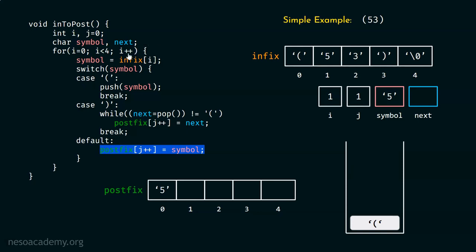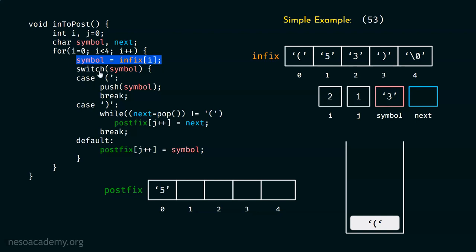Then we'll increment the value of I by 1. This becomes 2. And then we'll check this condition. Is I less than 4? Yes, you can see this I is less than 4. Again, we will get inside this while loop. We'll put infix of 2 inside symbol. What is infix of 2? Infix of 2 is this symbol. We'll store this character inside this symbol variable.